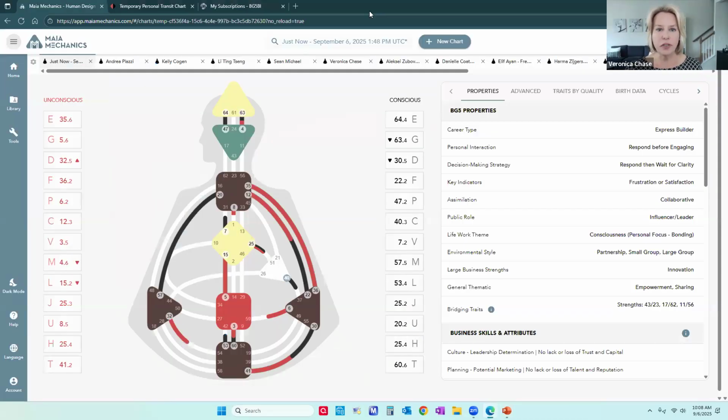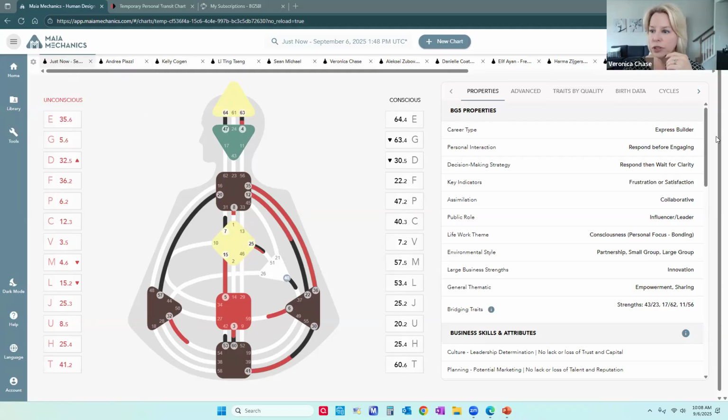So I'm going to switch over here to showing you a few other things. I have Maya Mechanics up. This is the software that we use as consultants, and I've pulled up as many charts as I was able to, in the sense that I didn't have all of your birth data. So I don't have a design up for everybody. And then within here, we can look at the just now transits.